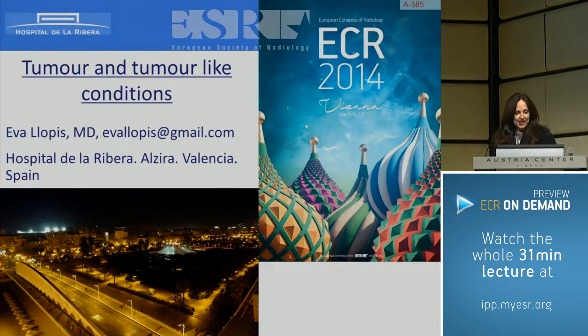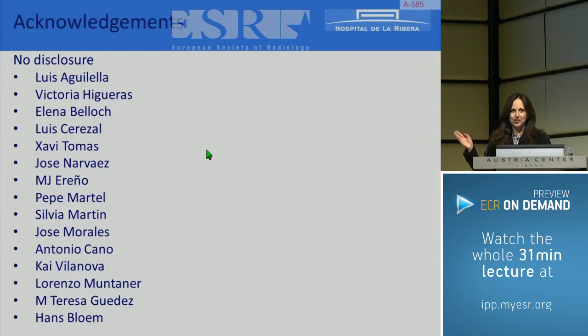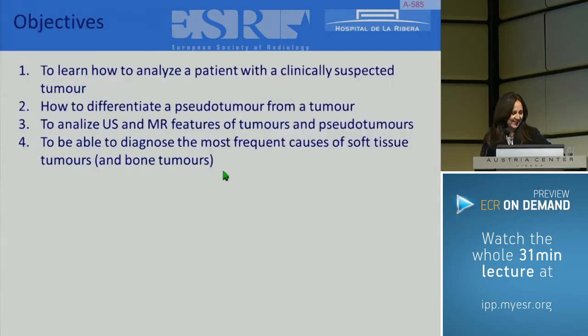And my issue today is to talk about tumors and tumor-like conditions in the hand and wrist. And first, I have to thank all my friends, to whom I sent a mail asking for cases, and they sent me this huge amount of amazing cases that I cannot share with you today. And thank you to Hans Blum, who helped me with some cases and allowed me to shorten the lecture. We will be here till ECR 2015, showing all the cases.